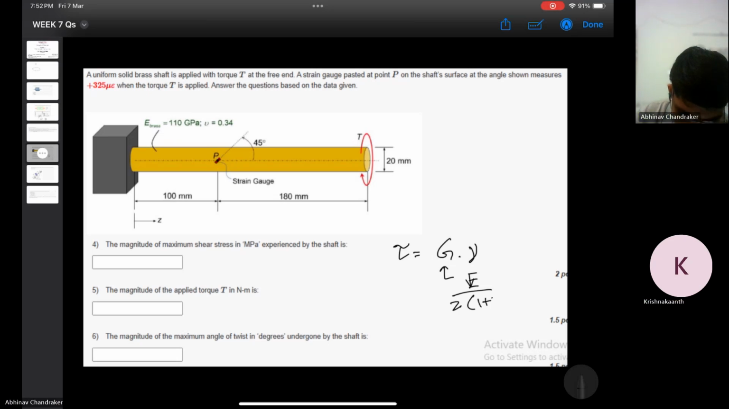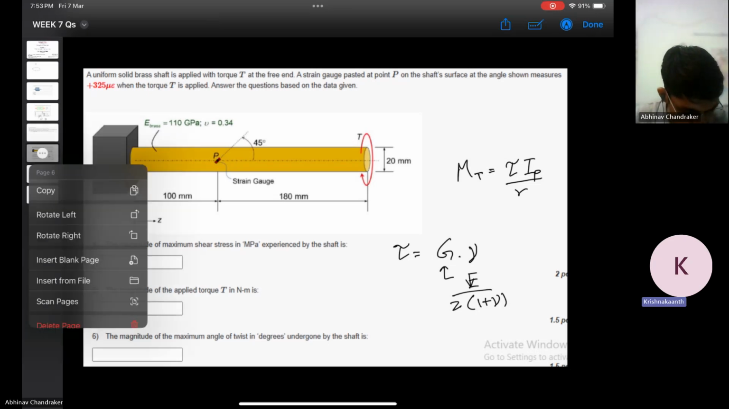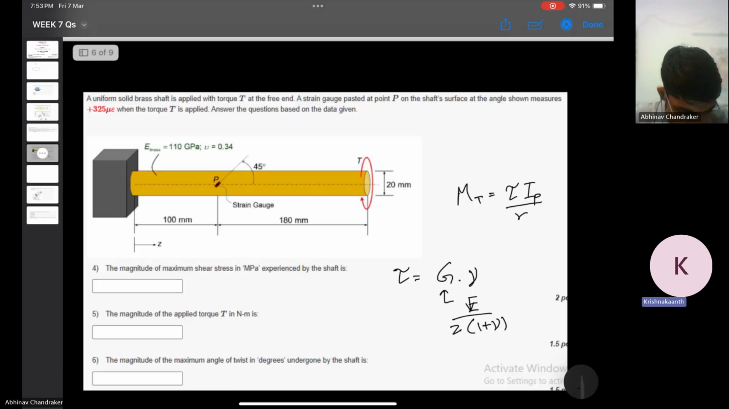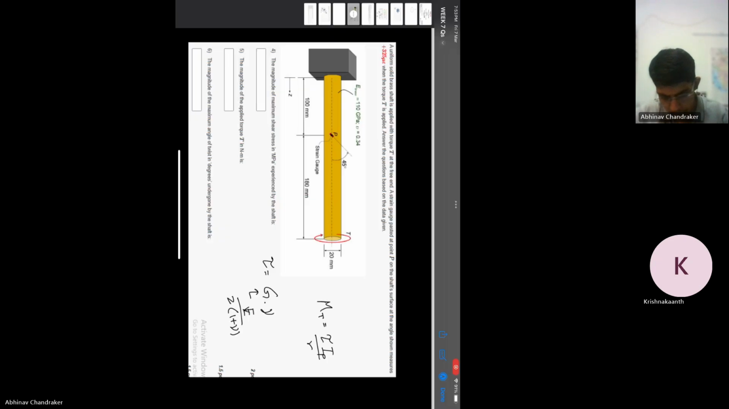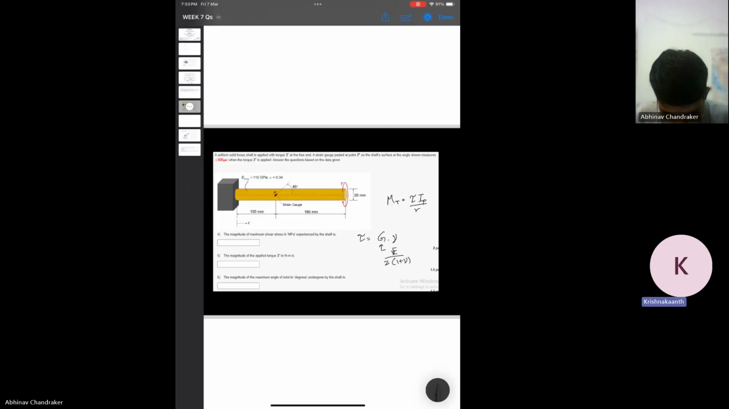G equal to E by 2 into 1 plus mu. And for calculating T, it is like Mt equals to tau Ip by R. We'll be getting maximum moment or maximum torque if we use maximum shear stress. And the magnitude of maximum angle of twist in degrees undergone by shaft, so generally phi equals to MtL divided by G Ip, and the whole should be multiplied by 180 by pi.